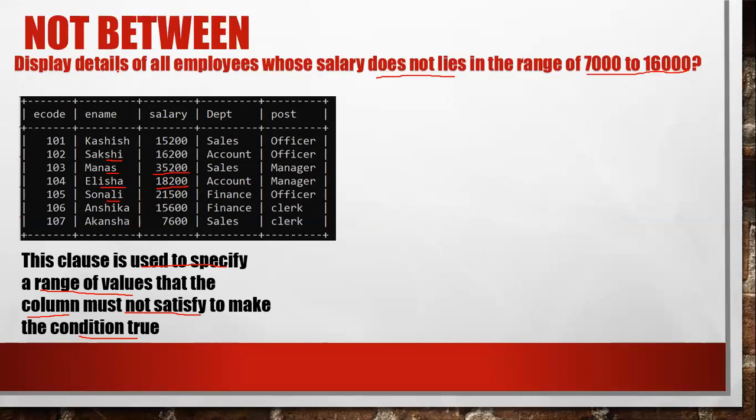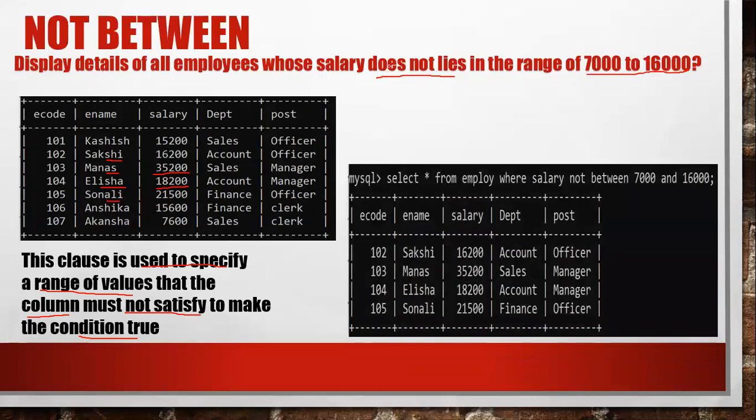Because it is the not between case, how can we write the command? That is select star, because we want to view the records of all employees, from employee where salary. First you have to write the name of the field, then instead of between we will write not between. And then we specify the range, 7,000 and 16,000. So simple. If the value of the salary field does not belong to this range, only in that case the record will be shown.